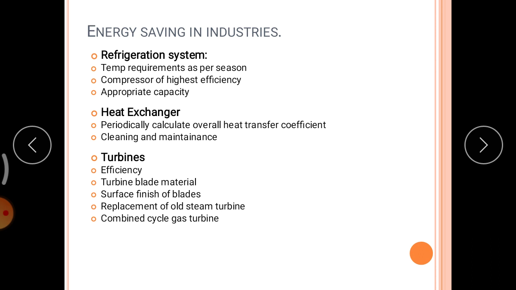The efficiency of that turbine will be reduced. So if it is very old, around 20 years, you have to check it out and replace those old steam turbines. Next, you have to use a combined cycle gas turbine. If a steam and gas turbine plant are used combinedly, the efficiency of the turbines will be high.